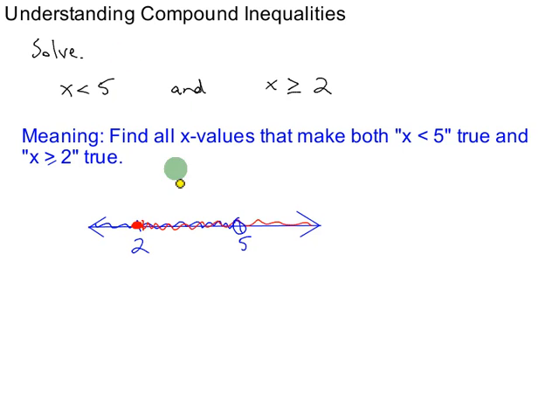I want to know all x values that make both of these true. Well, the numbers that make both of these true are the numbers in the region where they overlap in this picture. Or you could perfectly easily reason out that the numbers bigger than or equal to 2 and less than 5 are the numbers between 2 and 5, including the 2, but not equal to 5. So in either way you look at it, the solution is all the numbers between 2 and 5, including the 2, not including the 5. Okay? So and means you have to make both statements true. So you're looking for all the numbers that make both statements true.